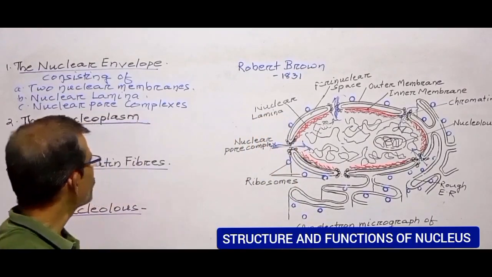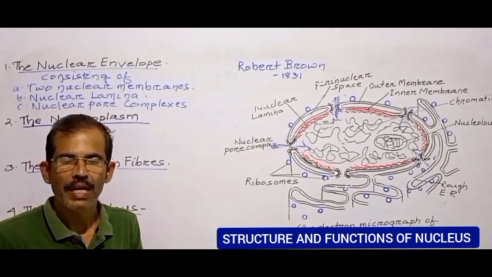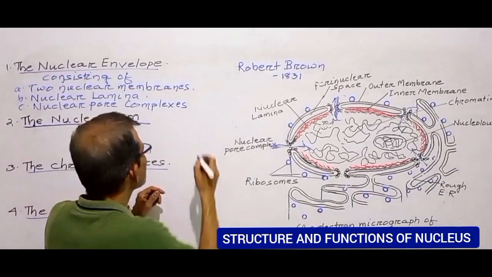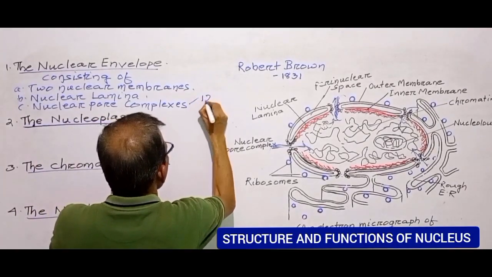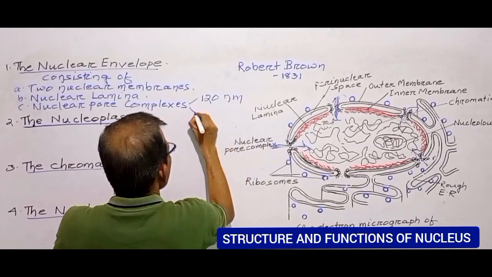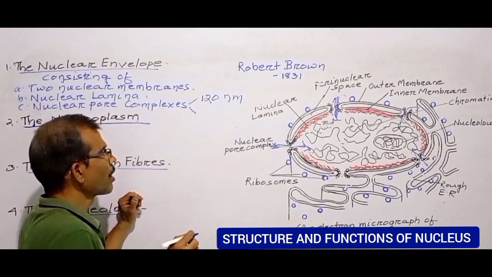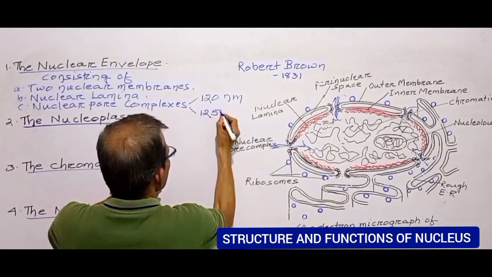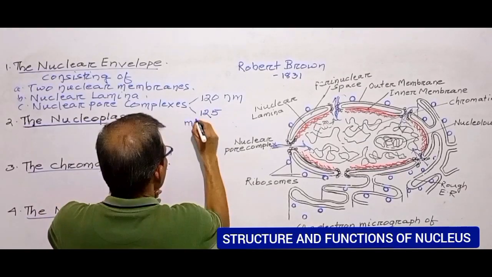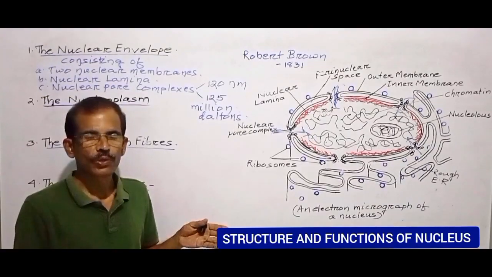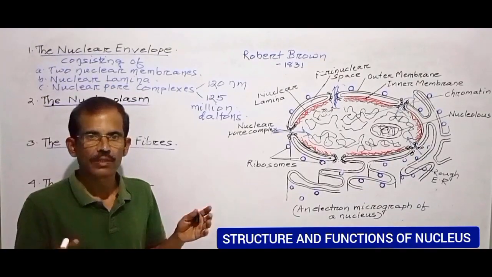Each nuclear pore complex is an extremely large structure with an average diameter of 120 nanometers and an estimated molecular mass of approximately 125 million daltons. Second structure is nucleoplasm.